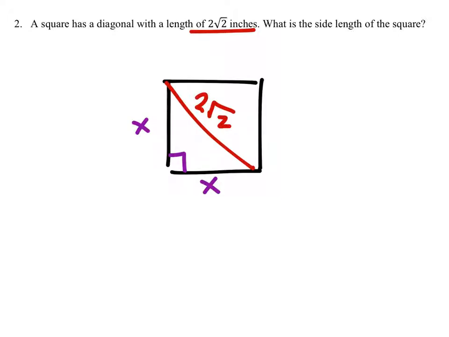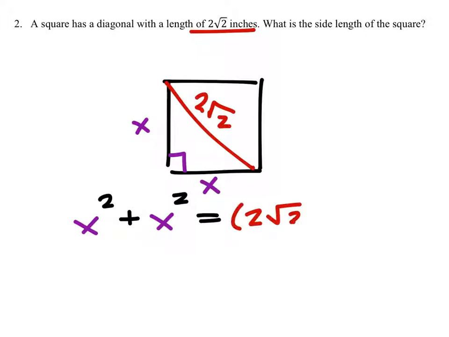So what this means is that if I took the two legs, the x's, squared those, added them, it would give me the hypotenuse, which in this case is 2 times the square root of 2, and we would square these. So let's simplify. Now this gives me 2 of these x squareds, and that would equal 8. That's 4 times 2 now, which is 8.